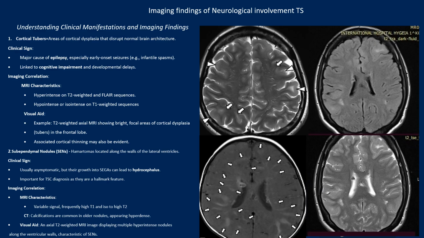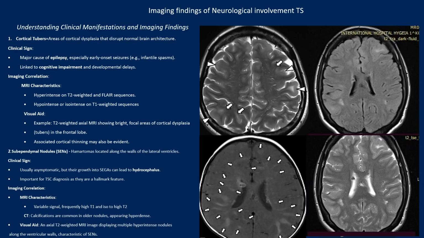The second main findings are subependymal nodules. These are hamartomas located along the walls of the lateral ventricles. They are usually asymptomatic, but their growth into subependymal giant cell astrocytomas can lead to hydrocephalus. They are really important for tuberous sclerosis complex diagnosis as they are a hallmark feature. On MRI, they have a variable signal, frequently high T1 and iso to high T2.